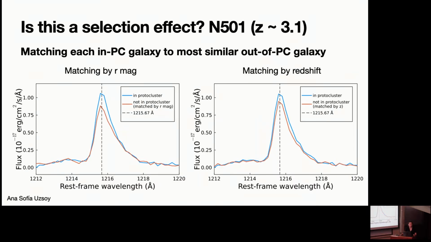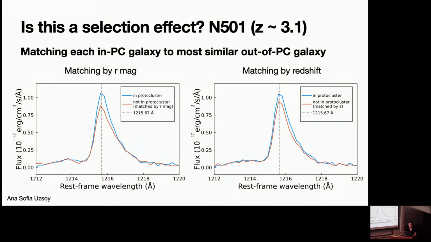One of the things that we were concerned about when we first found this effect is that it's actually a selection effect and it's not a real physical effect. And so to test this, we do a kind of matching analysis where we take every in-protocluster galaxy and match it to its most similar out-of-protocluster galaxy according to different physical characteristics to try and control for these. So on the left are stacks made by matching every in-protocluster galaxy to the out-of-protocluster galaxy with the closest R-band magnitude. By doing that, we're trying to probe the star formation rate and the UV continuum.